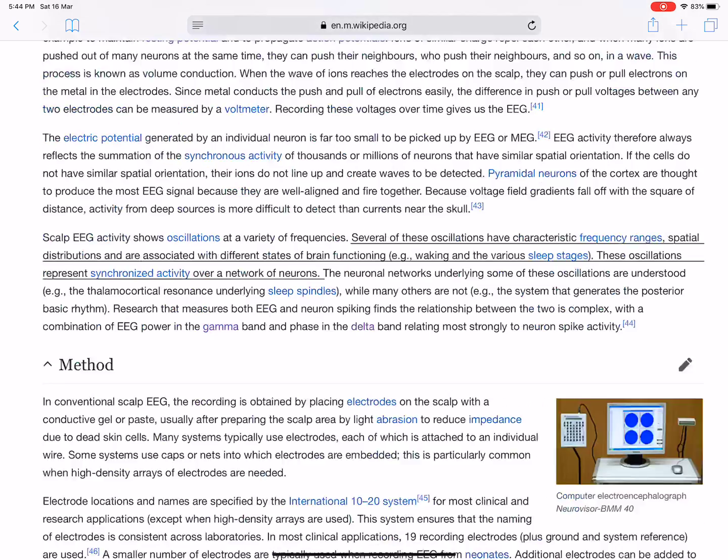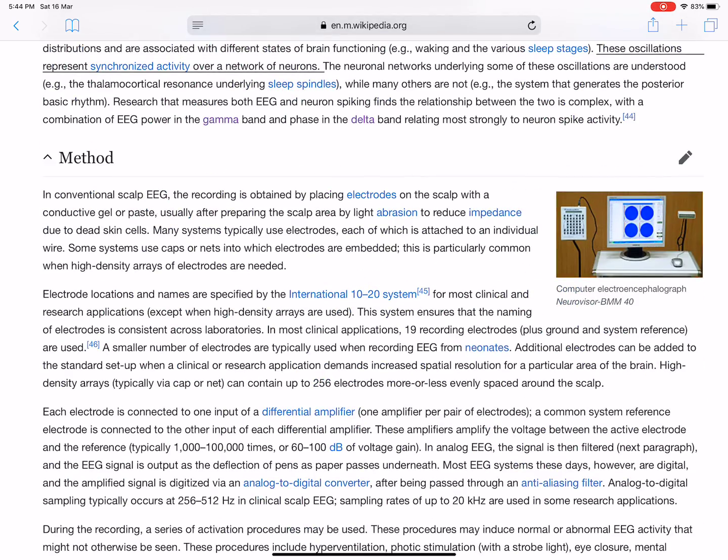These oscillations represent synchronized activity over a network of neurons. The neuronal networks underlying some of these oscillations are understood, e.g., the thalamocortical resonance underlying sleep spindles, while many others are not, e.g., the system that generates the posterior basic rhythm.